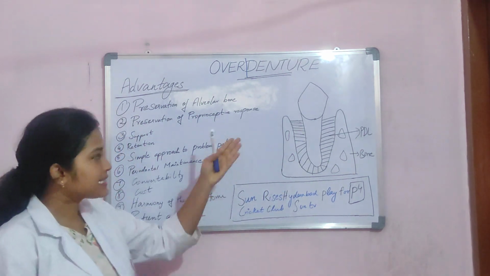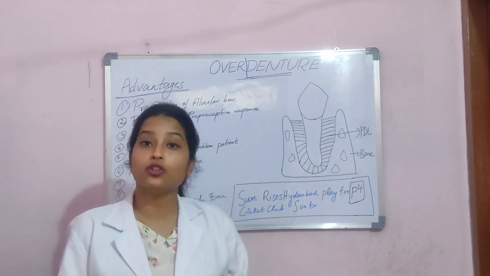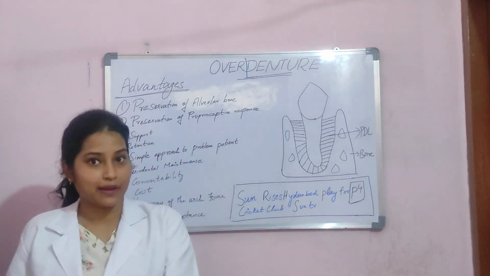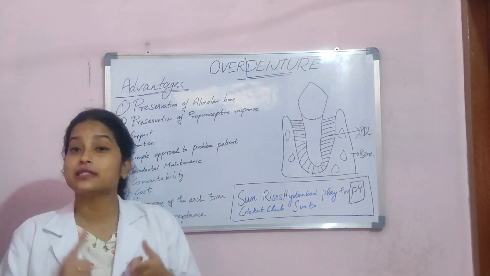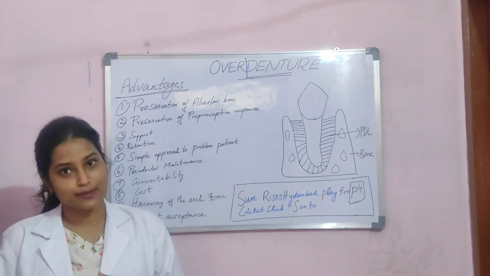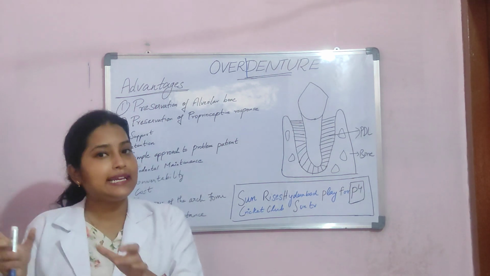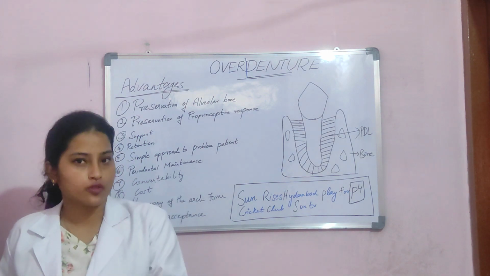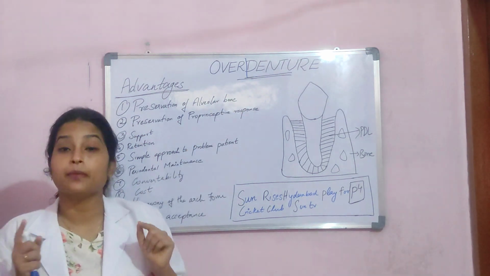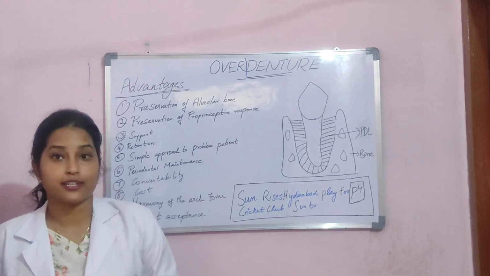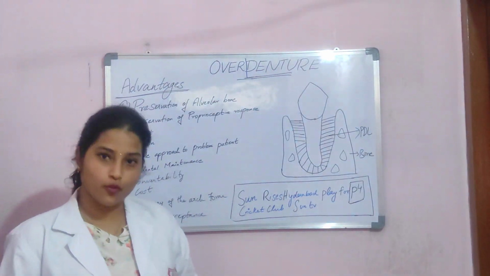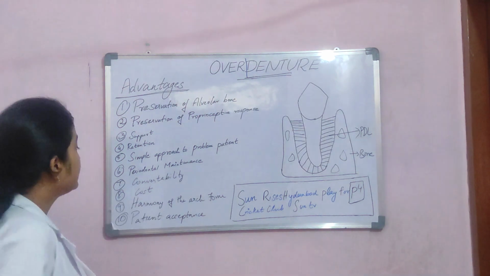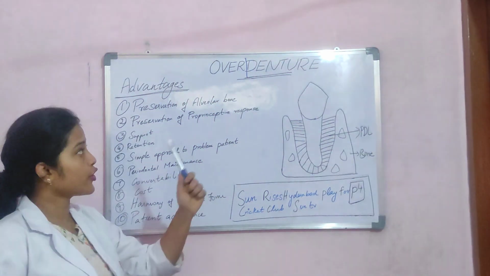Since these dentures are fabricated both on teeth or implants, there are two classifications for overdentures: tooth supported overdenture and implant supported overdenture. Now in NEET MDS, the most common questions related to overdenture are about its advantages and disadvantages. In this video, we will be seeing the advantages of overdenture in detail. There are 10 advantages for an overdenture.